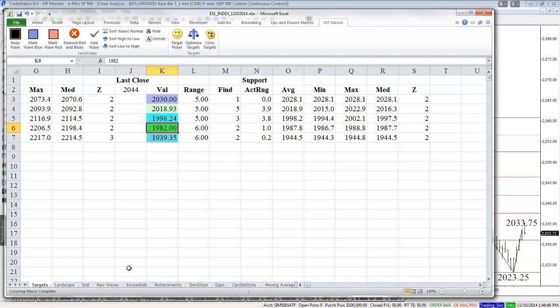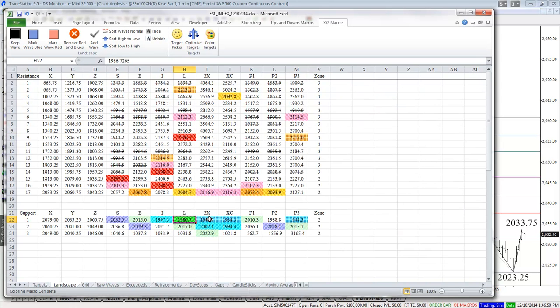If it breaks that 1982, we could get an extended correction down to 1939, which is the trend terminus, the next C projection for this primary wave down. As this plays out over the next few weeks, we'll more than likely continue to cover it and see how it plays out. But right now, I'm looking for it to extend to at least 2015. If it breaks that, we're looking for 1977, and then the major target is going to be 1982.